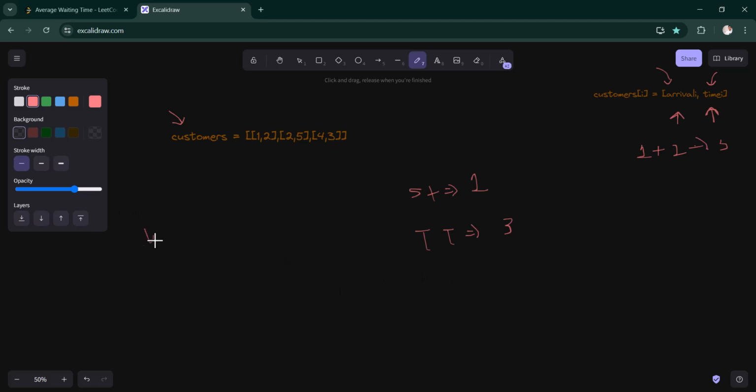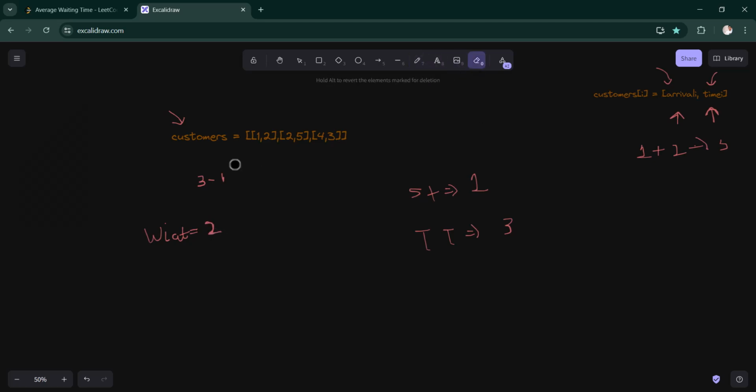Now, the waiting time is how much the first customer has to wait, which is the total time minus the point at which he arrived. The total time taken to prepare that order is 3, and he arrived at 1 unit of time, so the waiting time is 2. Currently the total waiting time is 2.